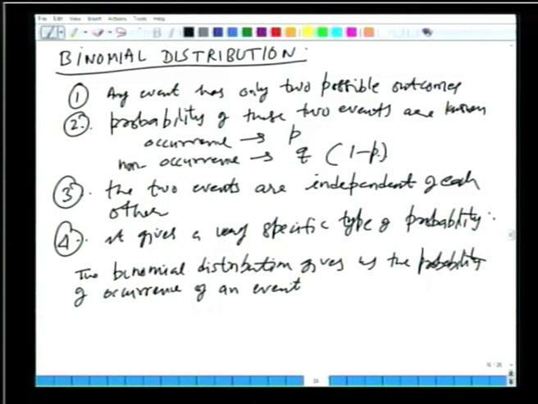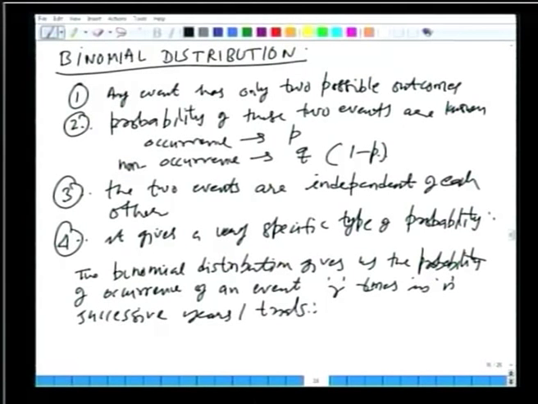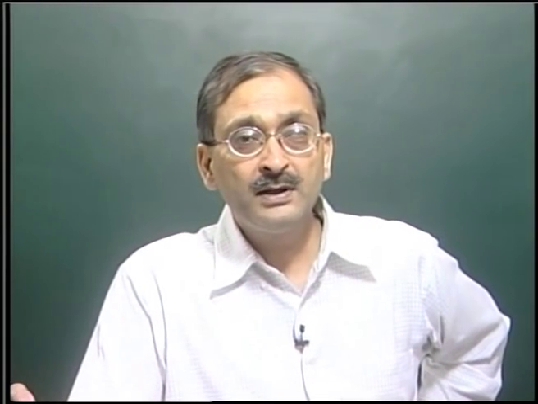Now, this is interesting and important to understand: r times in n successive years, or trials. Is this clear? So what does the binomial distribution give us? It gives us the probability of occurrence of an event r times in n successive years or n successive trials.